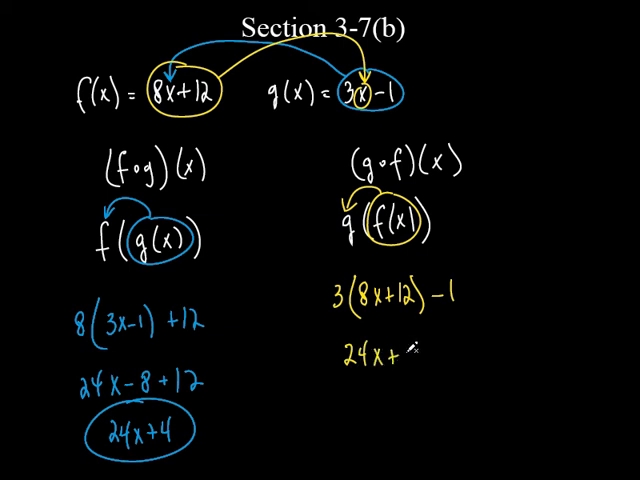24x plus 36 minus 1. We're almost done. 24x plus 35. And then that's what they want you to do. Easy stuff, isn't it? It's not that hard. Again, it's just a notation. The arithmetic's easy. It's just knowing what to put in where. That's the part that they're really trying to get you to understand. All right?